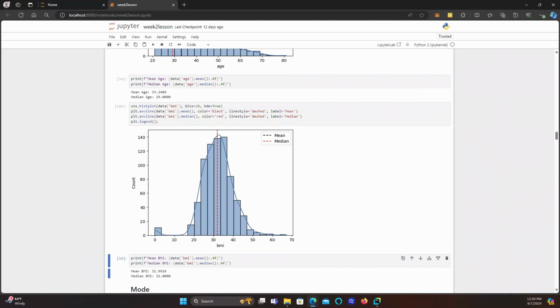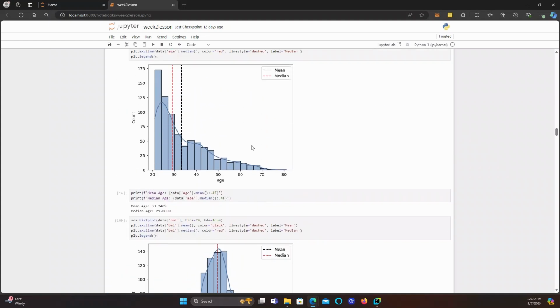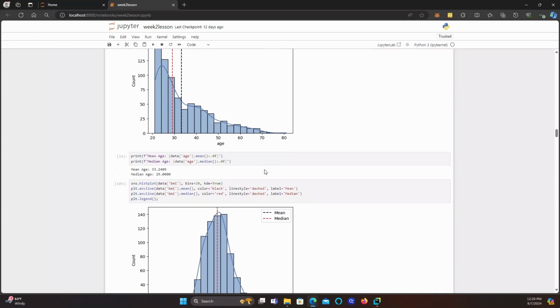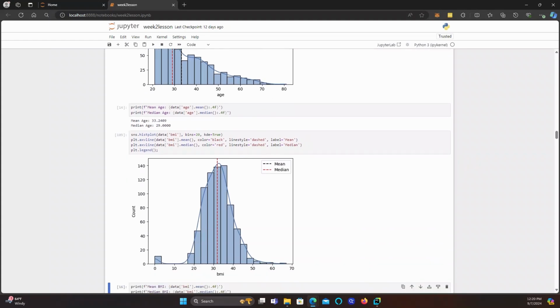The basic rule is that it's better to use the mean when the data is symmetrically distributed, and better to use the median when the data is skewed. Next week, we're going to look at ways to make the data more symmetrical, and once it's symmetrical, you can just use the mean.